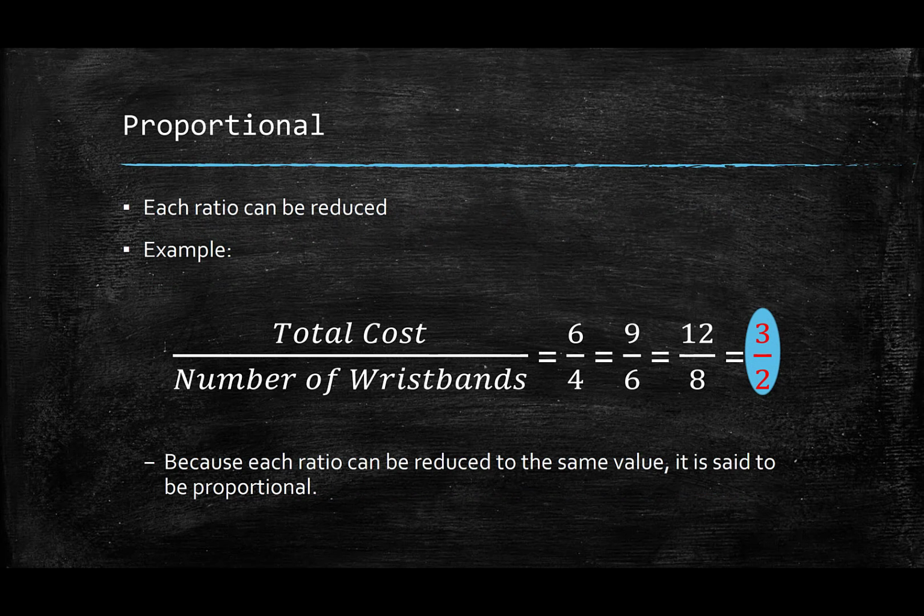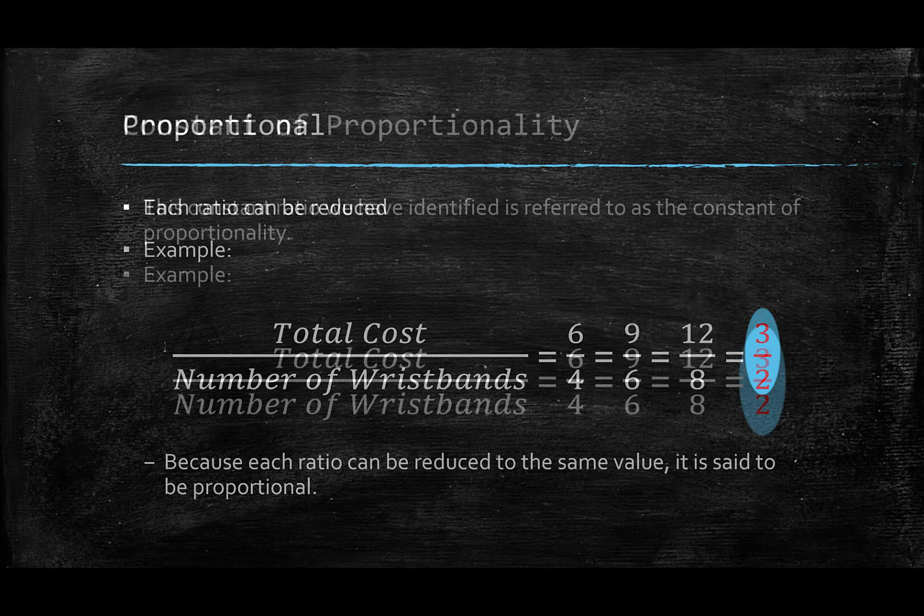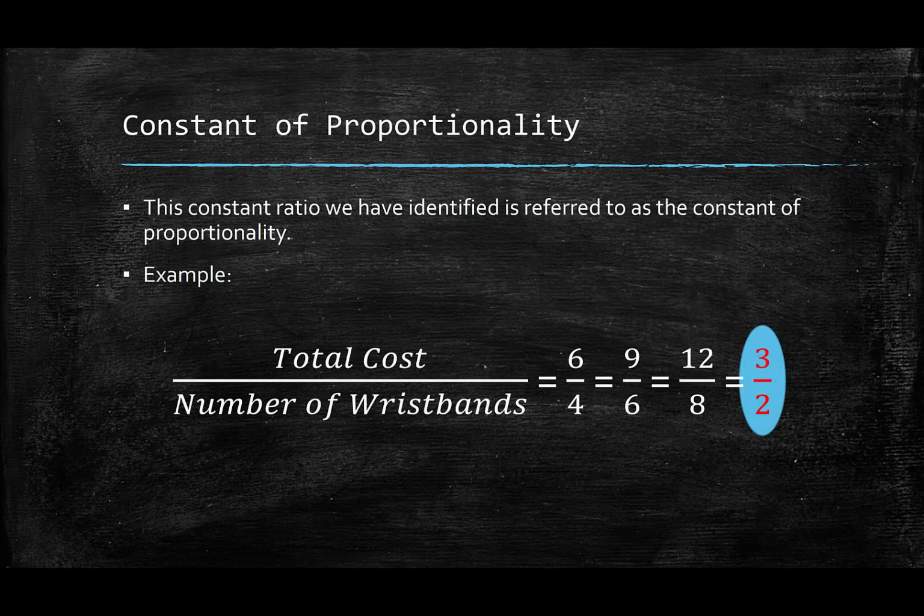When we look closely at the ratios, we can see that each one can be reduced. Not only can each ratio be reduced, but when reduced, they reduce down to the same value, 3/2. Because each ratio can be reduced to the same value, it is said to be proportional. This constant ratio that we have identified is referred to as the constant of proportionality.